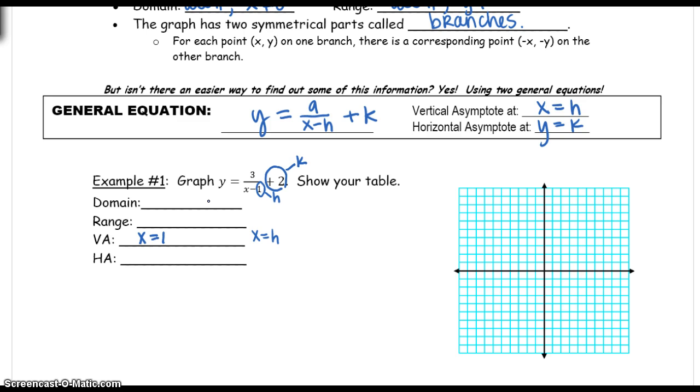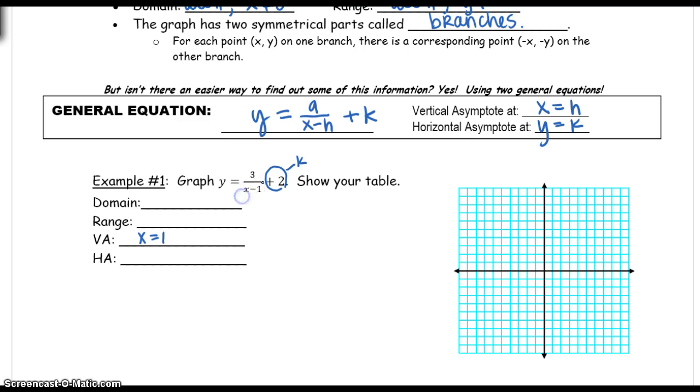What are we doing here? Where's this coming from? Well, the bottom can never be 0, right? Basically, we're taking the bottom, setting it equal to 0, and solving, and we get 1. So you could take the bottom, set it equal to 0, solve it, and you get 1. That's how I always end up doing my vertical asymptotes, but you can use x equals h if you would like to also.